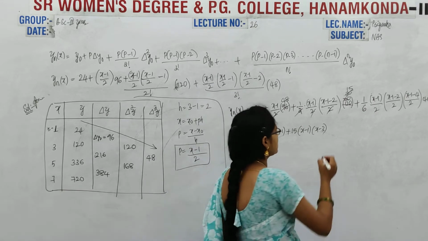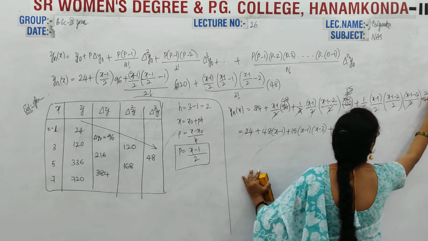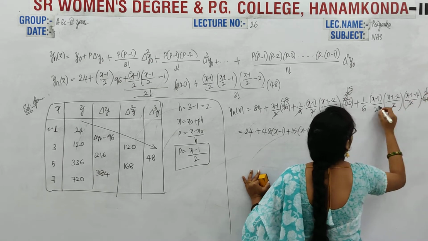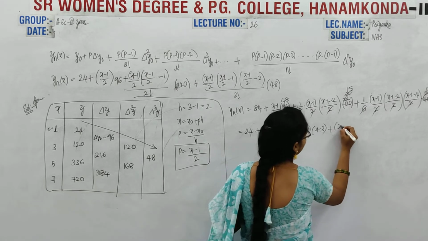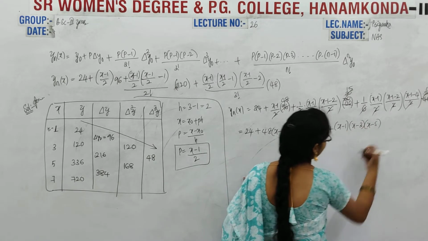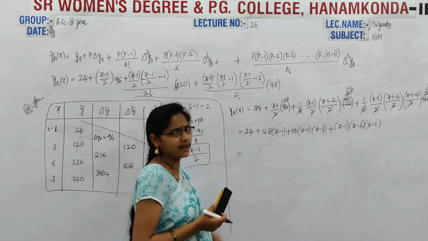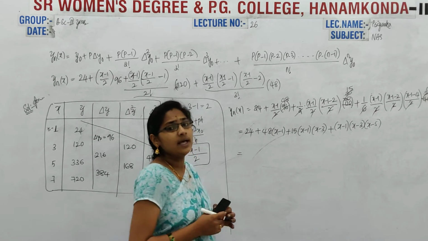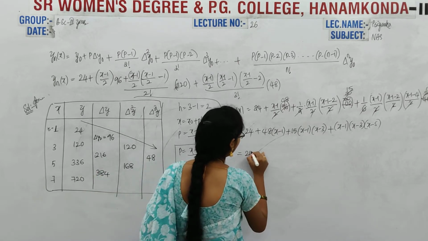Okay, plus now 2 ones are 2, 4 twos are 12, 2 ones are 2, 6 ones are 6. Now directly x minus 1 into x minus 3 into x minus 5. So finally here you can keep it like this, otherwise you can multiply. And because they asked for the cubic polynomial, that's why we have to multiply.